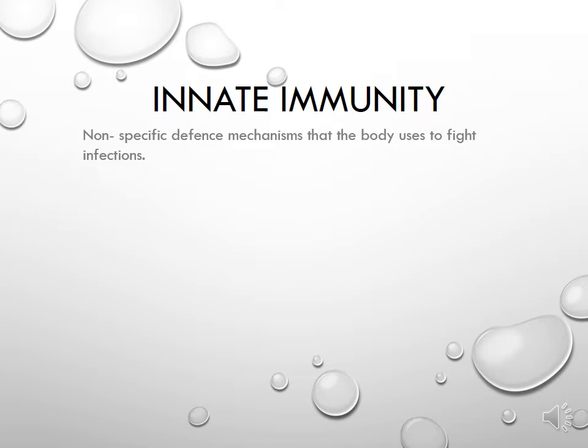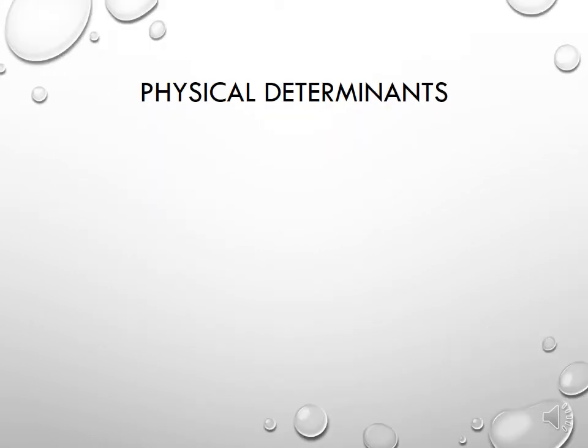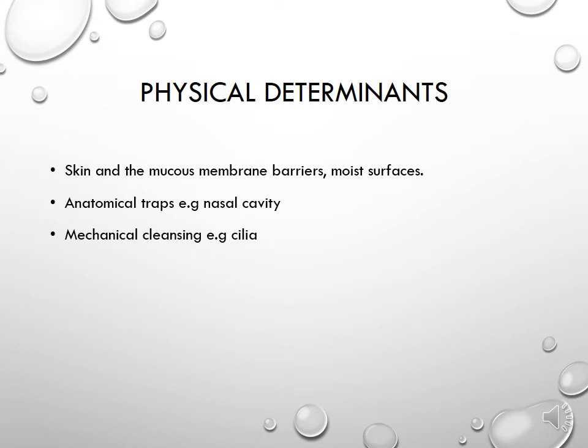It does not have to follow a particular sequence, and it includes specific host determinants, which include the species and strain. Then we have individual genetic factors, we have age, we have hormonal balance. The innate immunity is also composed of the physical determinants. The physical determinants include the skin and the mucous membrane and the moist surfaces of the body.